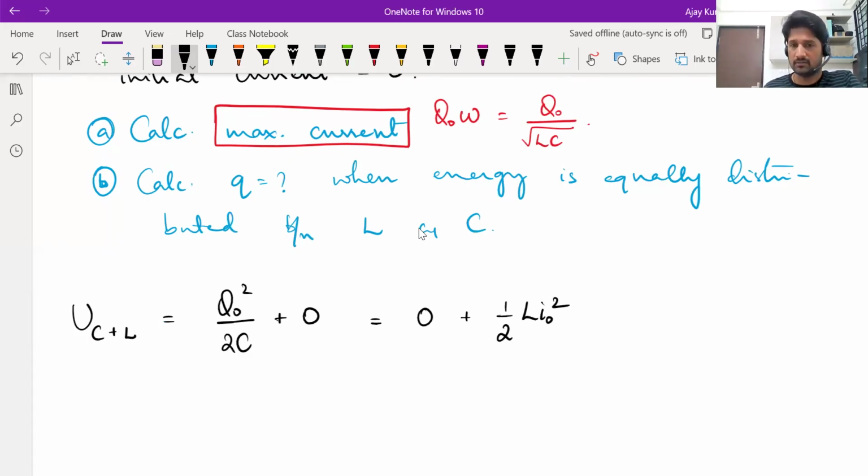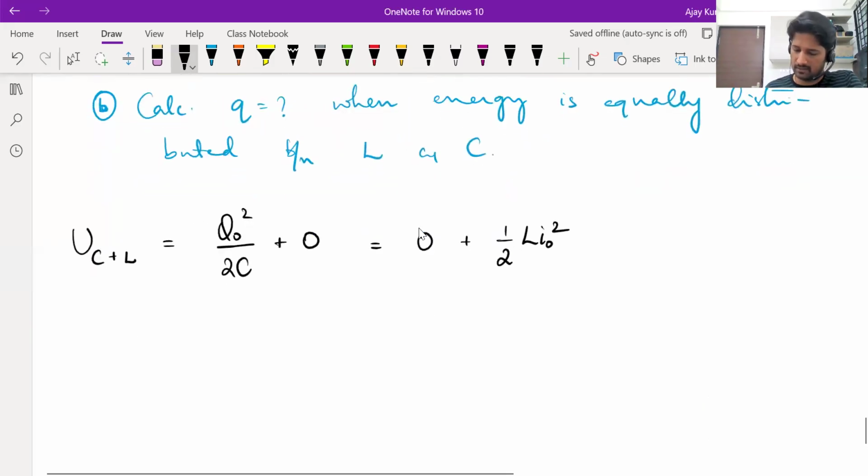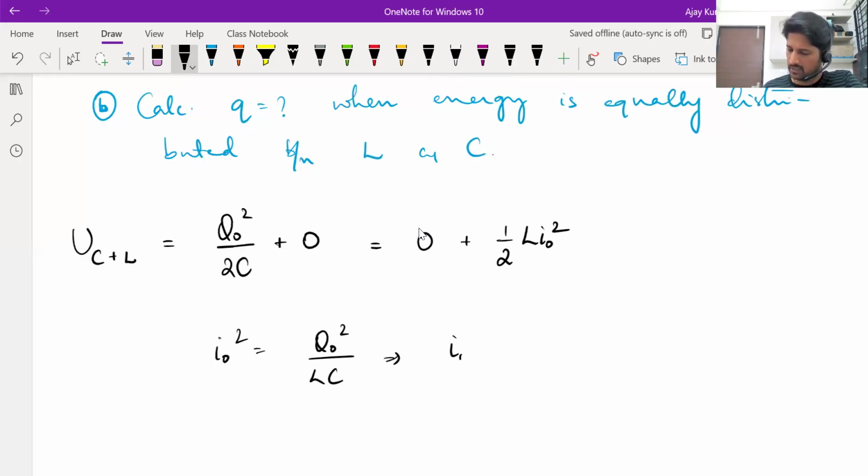So I'm writing half L I naught square. If you equate these two, the 2's will get cancelled. You get I naught square equal to Q naught square by LC, or I naught equal to Q naught by under root LC. That is nothing but Q naught omega.